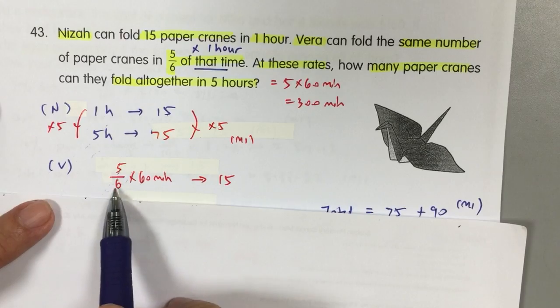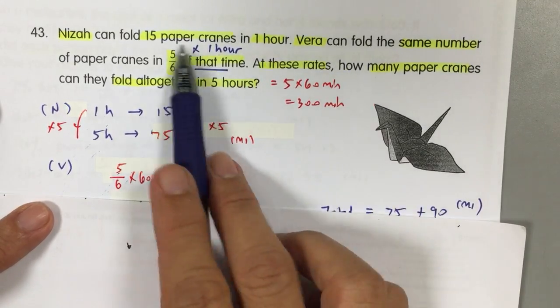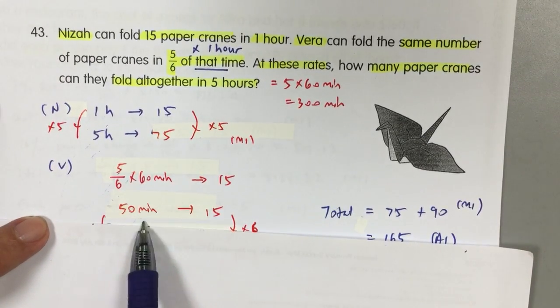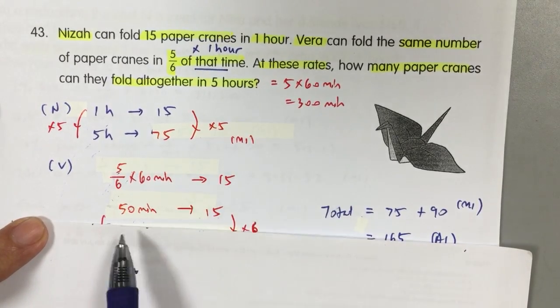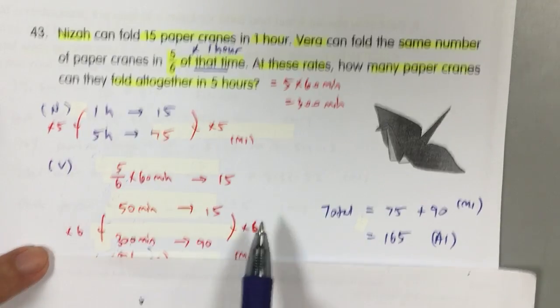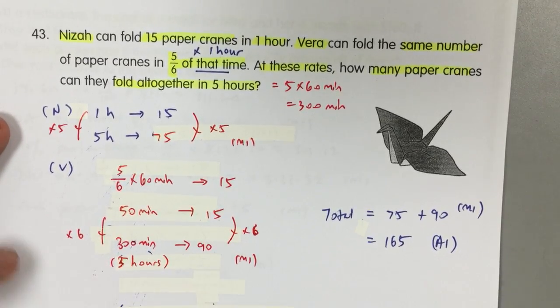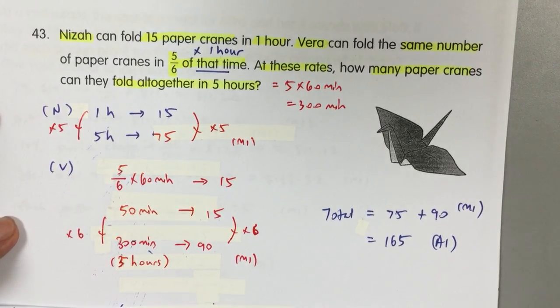Vera, 5/6 times 60 minutes. She can make the same number, 15 paper cranes, in 50 minutes. So 5 hours is 300 minutes, right? So I times 6. So 5 hours can make 90. So total can make 75 plus 90, 165 paper cranes.